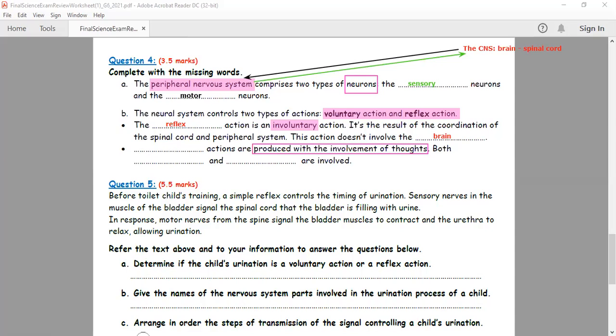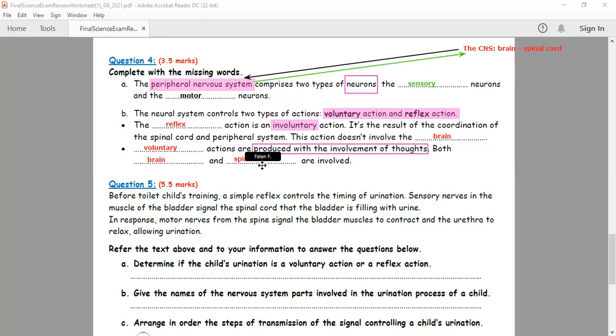What do we call the actions that we think about? We control them. Voluntary. We call them voluntary actions. In these actions, both what and what are involved? What controls these kinds of actions? The nervous system and the brain. Yes, the brain and also the spinal cord. Both the spinal cord and the brain are involved.